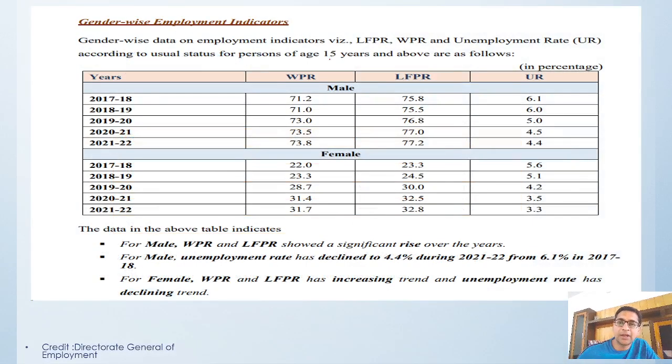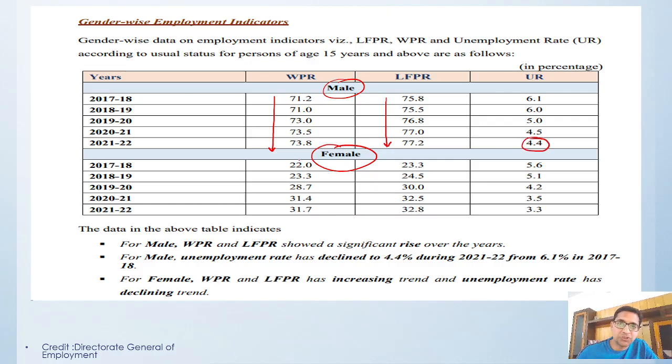Then you can see over here, a male and female comparison has been given for the worker population ratio and labor force participation rate. You can see for the male, it has increased from 71 to 73, and labor force participation rate has increased from 75% to 77%, and unemployment rate for male is 4.4% in 2021-22.